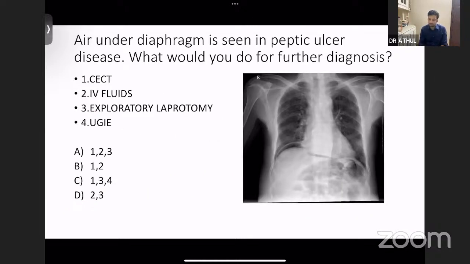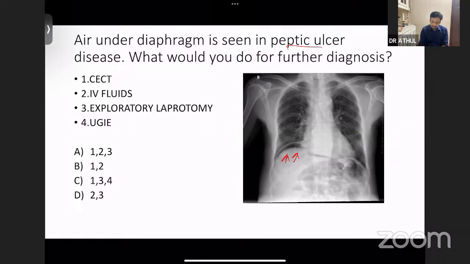So this is another repeat question from INI-CET 2022. A patient with a peptic ulcer having air under the diaphragm. Why I have put this question is that perforation is very important. There won't be a paper without a perforation question, because it is the most common surgical emergency. You all know that. You should know the management of perforation, how to diagnose perforation, and what you will do if the X-ray is doubtful. All these things you should know.